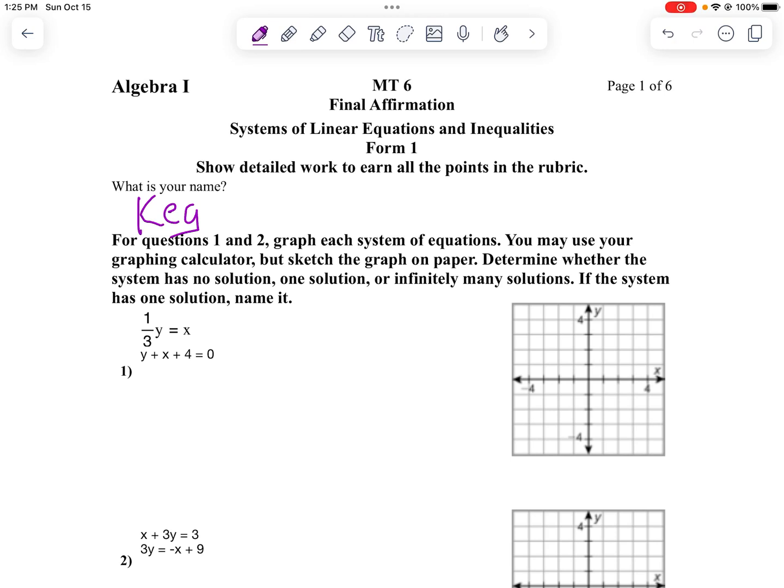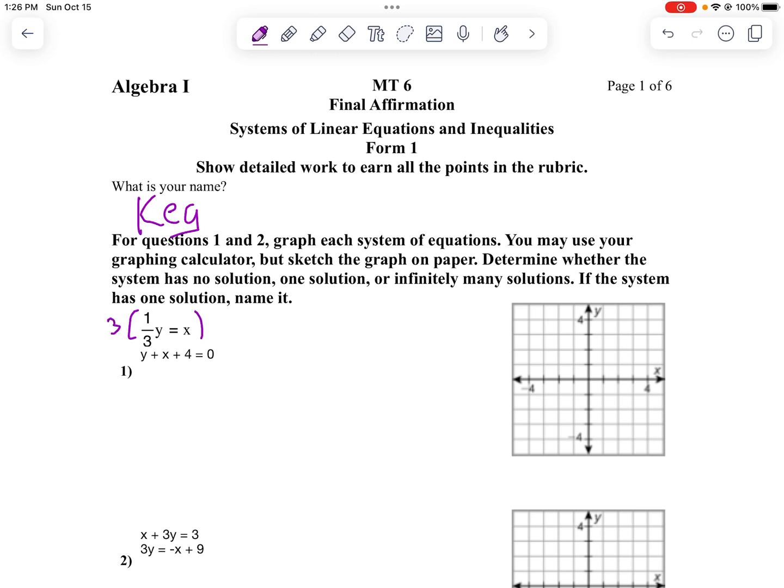Let's review your practice test for MT6. On the first one, you want to graph these because that's what I said to do. You can check it with Desmos, but I want to see the graph on your test. So if I'm going to graph this, I want to get y by itself, so it looks like y equals mx plus b.